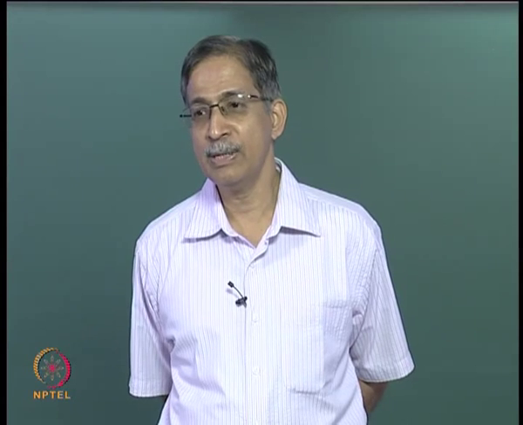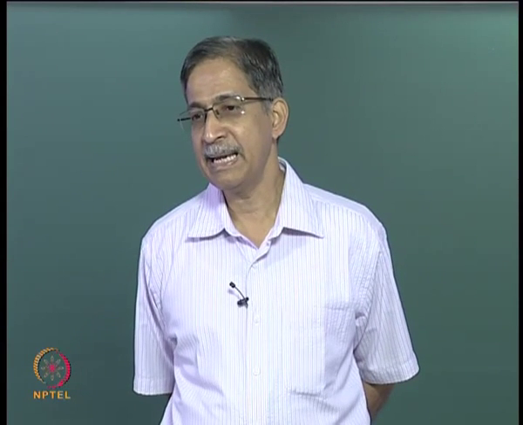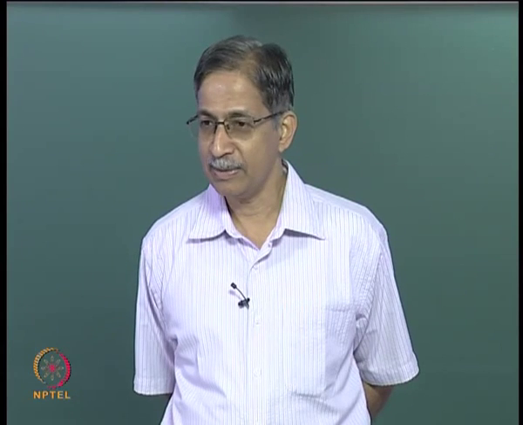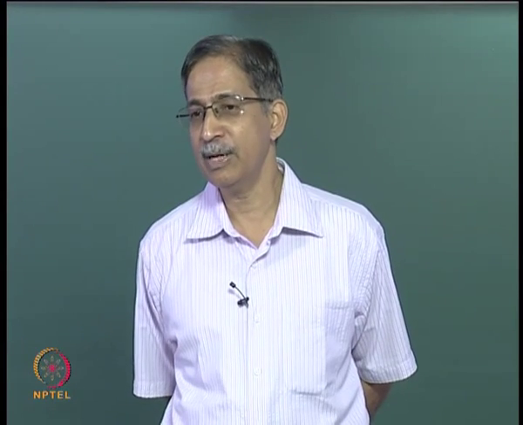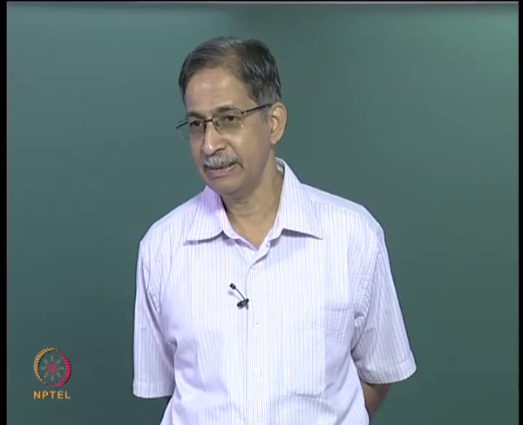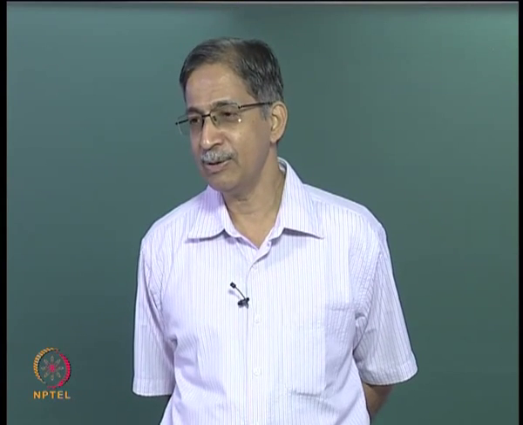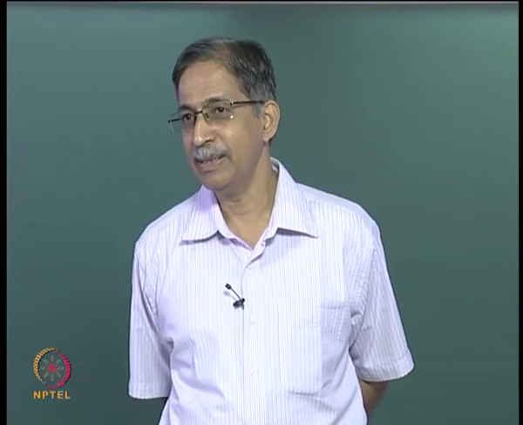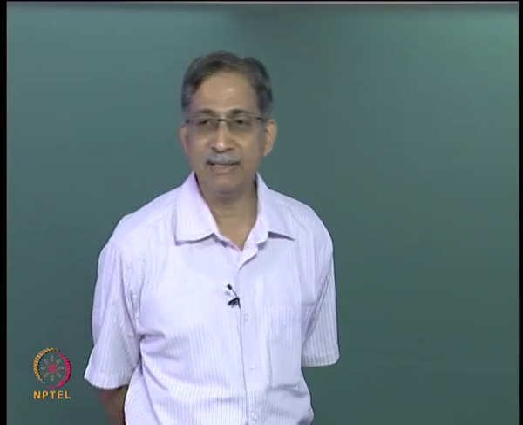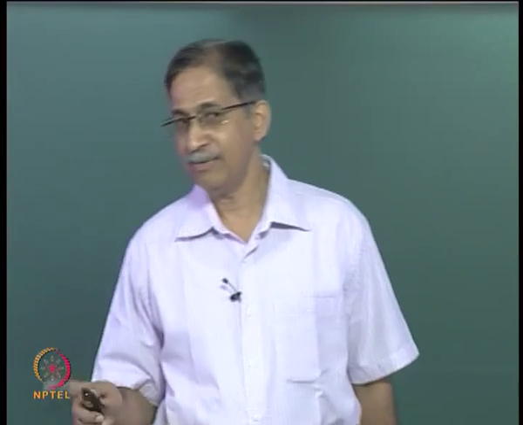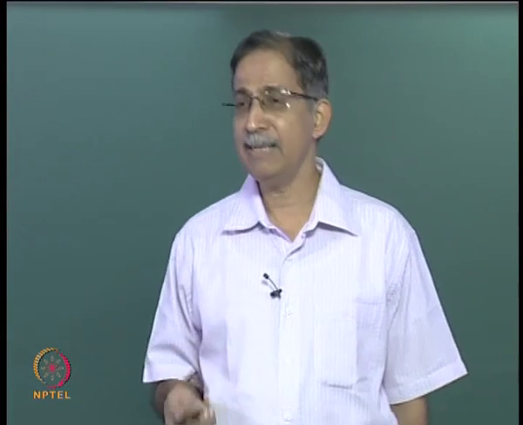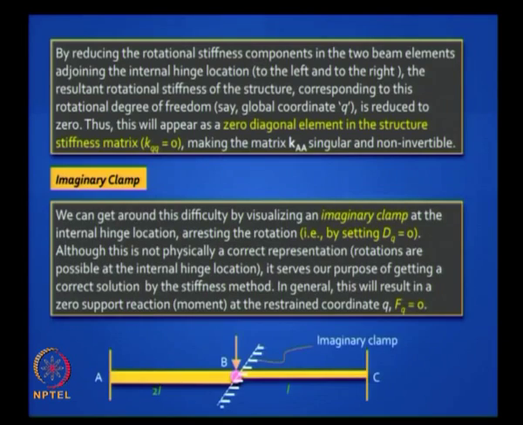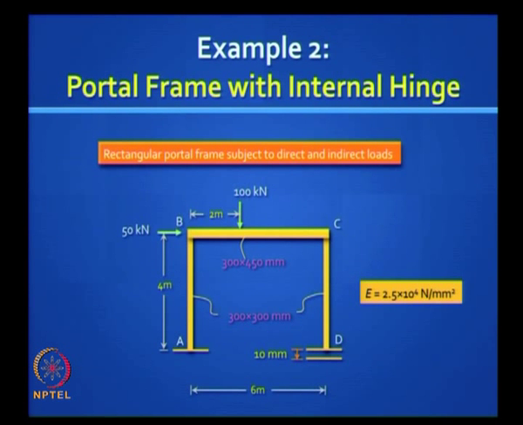So you don't need to invert the KAA matrix with a zero diagonal element in it. The moment you have a release, you will have a zero diagonal element. So we conveniently pass it on to the restrained coordinate, and there it doesn't really matter. So we do this by means of an imaginary clamp. We have done this for the beam, we are just repeating this idea for a frame.